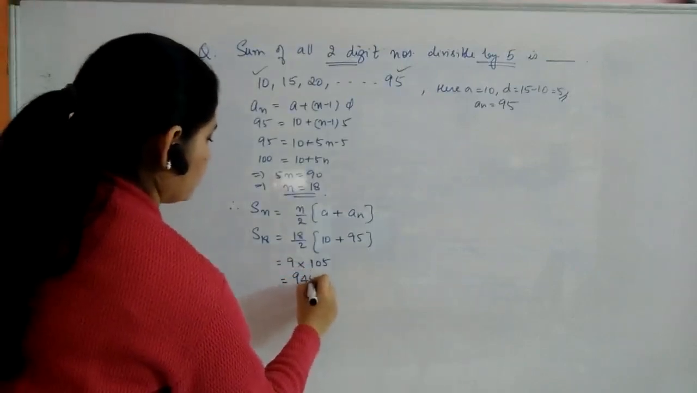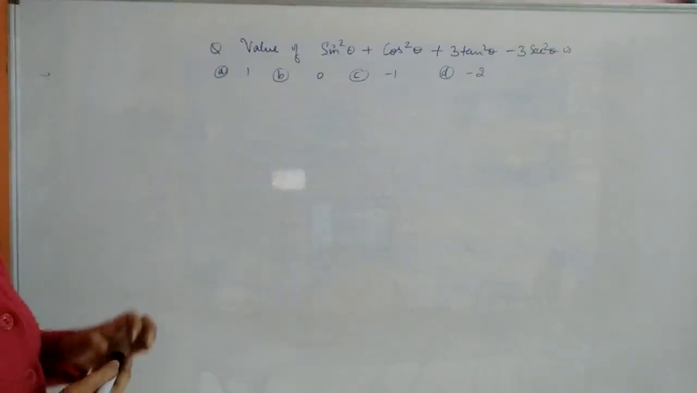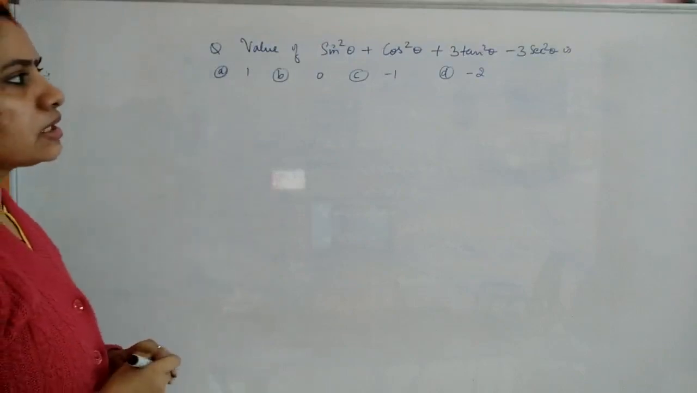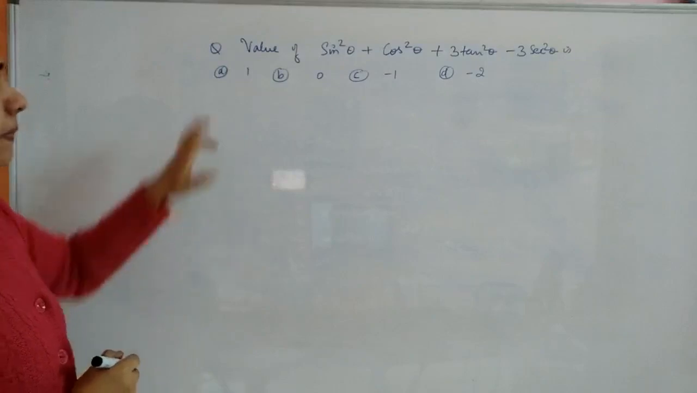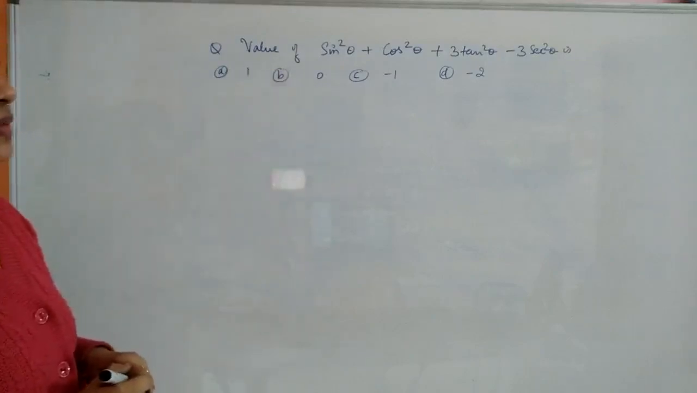Yes, 945 is the sum of all two-digit numbers divisible by 5. So the question is, the value of sin square theta plus cos square theta plus 3 tan square theta minus 3 sec square theta is? Your options are 0, 1, 0, minus 1, minus 2.